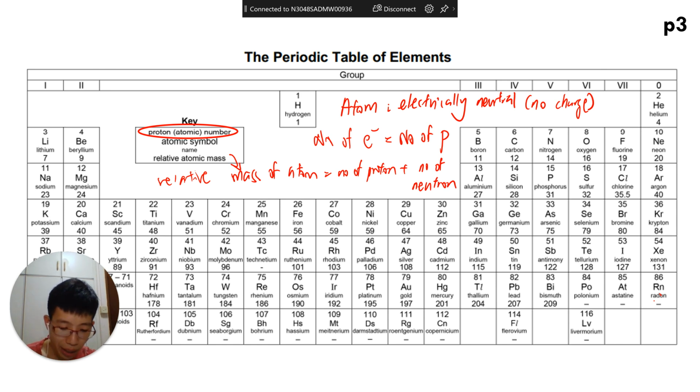So in order to find the number of neutrons, for example boron, I'll take 11, which is the nucleon number, the relative atomic mass, this one. 11 minus 5 gives me 6. So once I deduct the number of protons, it'll give me the number of neutrons. So this is simple mathematics. Let's move on.